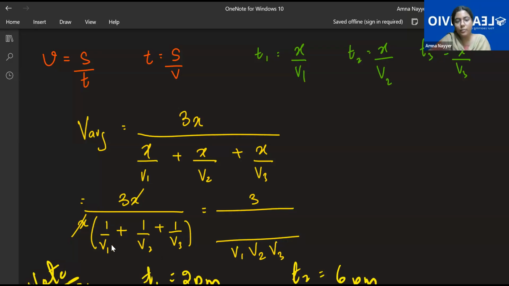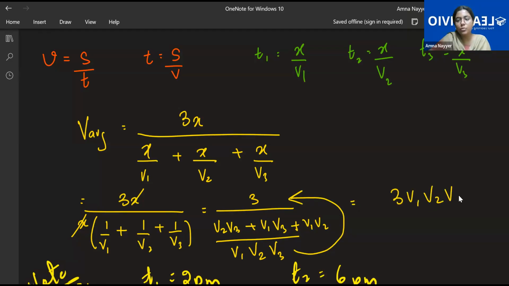Now what is missing to make the denominator the same? v2 v3, so we write this as v2 into v3. To make the denominator v1 v2 v3, v2 is already there. What is not there? v1 and v3. So we'll add v1 into v3, plus. Here v3 is already there. What's not there? v1 and v2. So v1 plus v2. Now this is the denominator's denominator. This goes up. So we get 3 v1 v2 v3 divided by v2 v3 plus v1 v3 plus v1 v2.